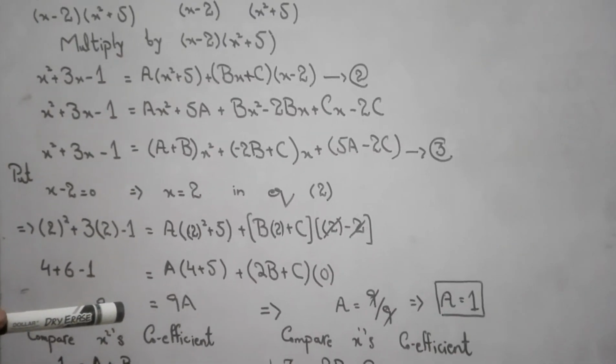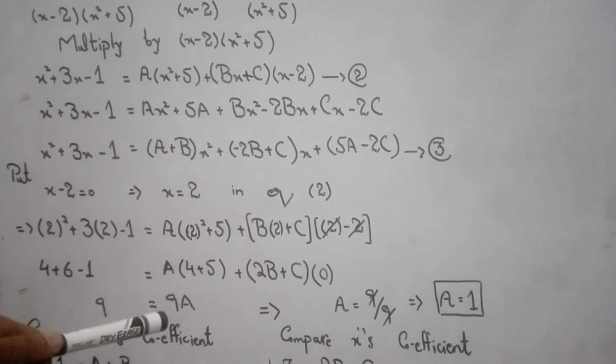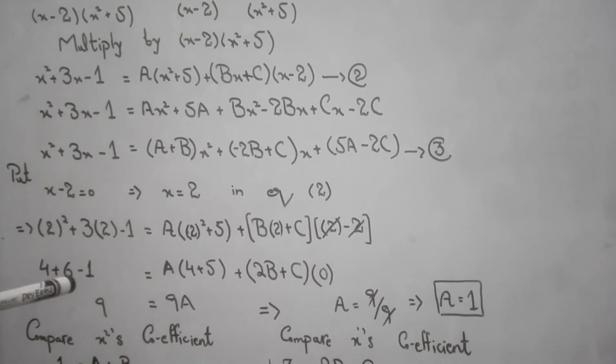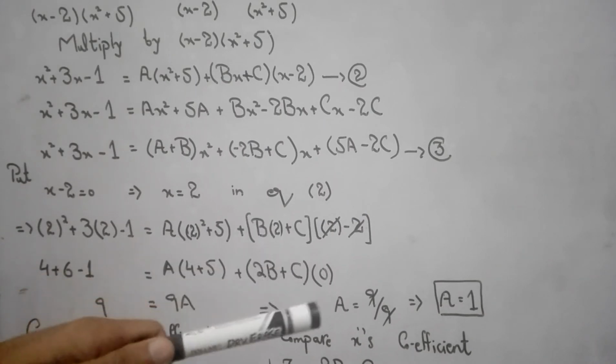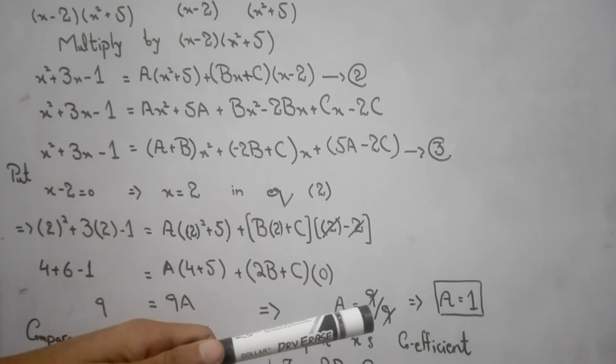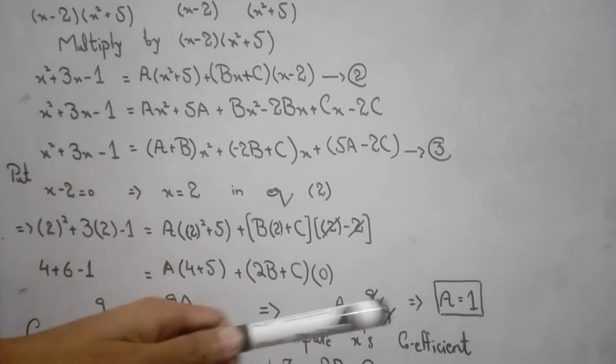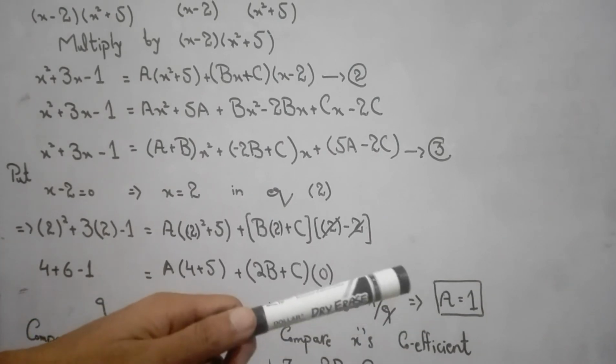Now students, you can clearly see that 9 is multiplying by a. When it goes to the other side of the equality, it will come in the divisor. 9 divided by 9, the answer will come out as 1, so then the answer of a is 1.